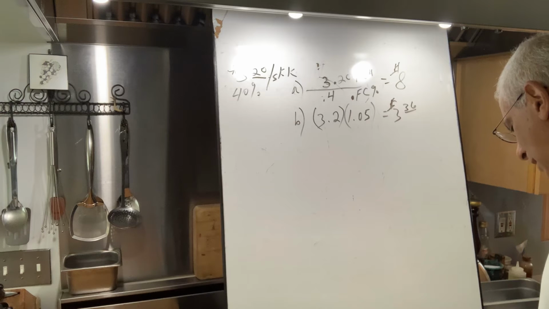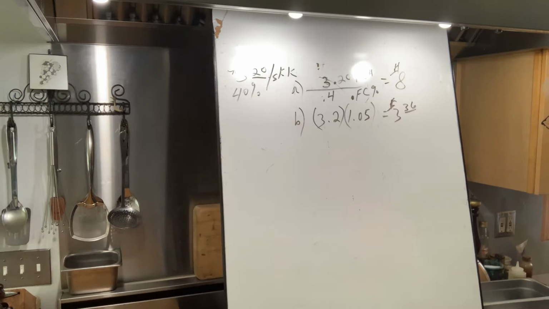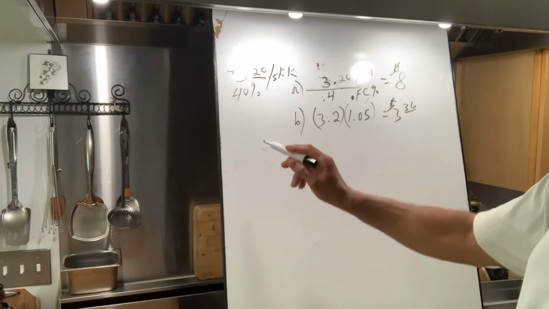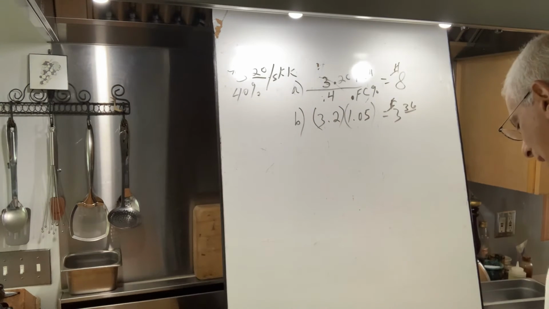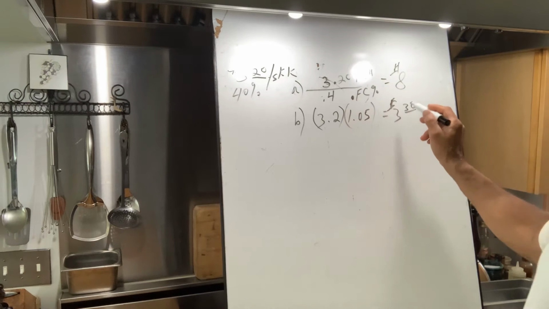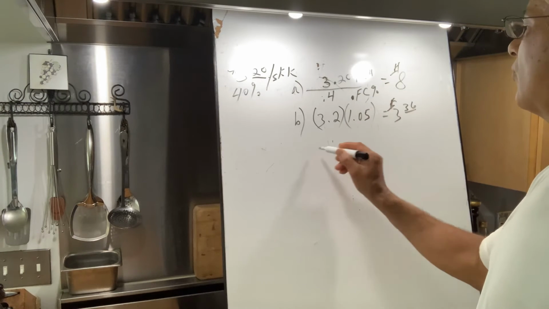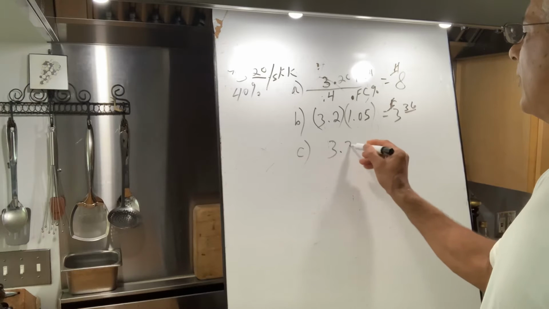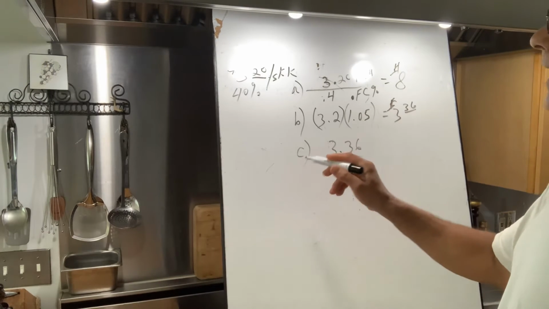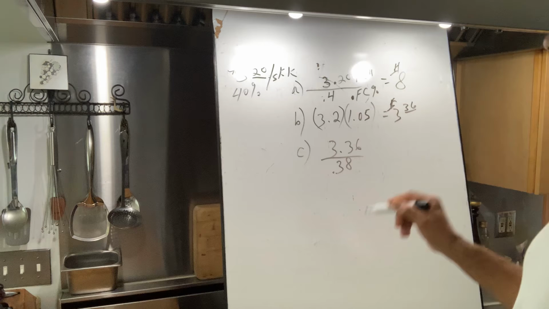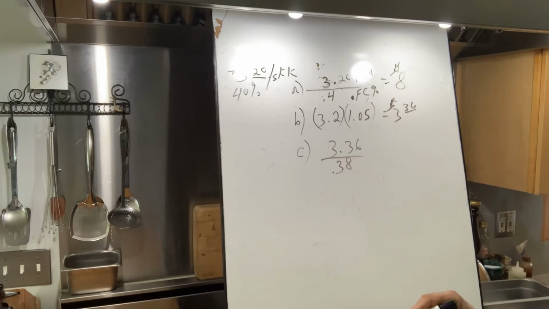Okay, C, using the cost calculated in B above, what should the menu sales price be for this item in 1 year if the cost percent at that time is to be 38%? Now they're dropping the food cost to 38%, and they want to know the sales price. So again, it's this formula except with different numbers. C would be 3.36 divided by 0.38, the food cost expressed as a decimal.